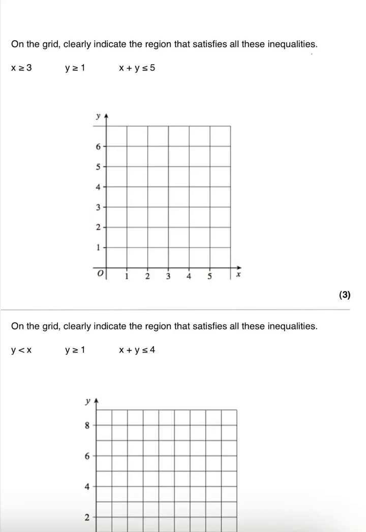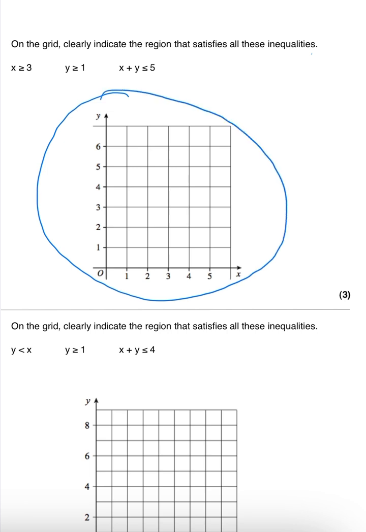This is a video about graphical inequalities for GCSE. Whenever we're talking about graphical inequalities, we're talking about graphical, which means graph, and inequalities, which means that one side does not equal the other, which means we're going to be using either less than or equal to, greater than or equal to, or greater than symbols in our equations.